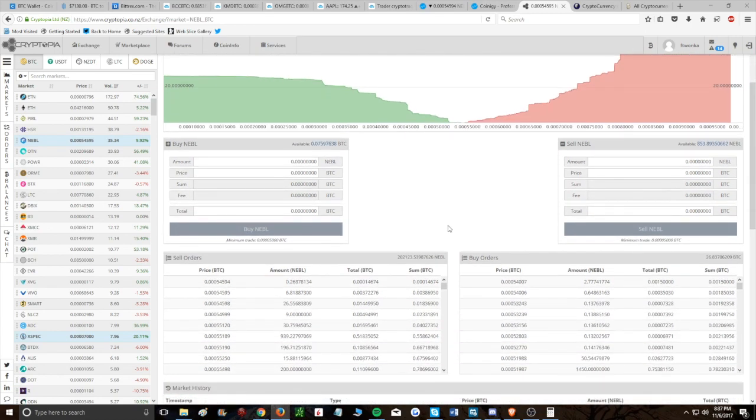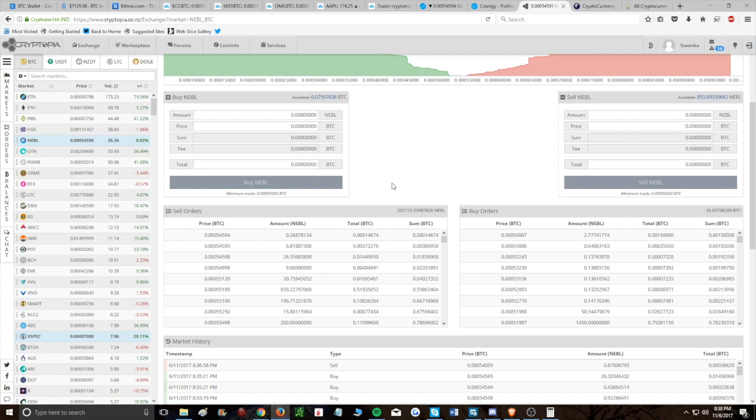And one thing about Cryptopia is the buy and the sell are on opposite sides than Bittrex. So don't get confused here. This is sell, this is buy. On Bittrex, this is buy and this is sell. And it has messed me up in the past. I've gone to buy something and I've accidentally sold it. It happened with Nebel.